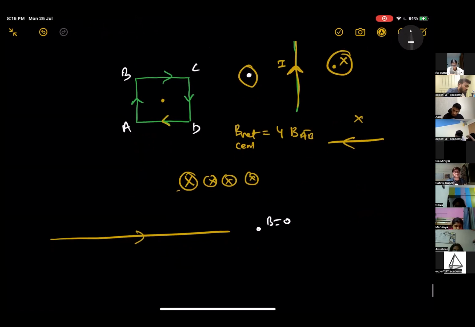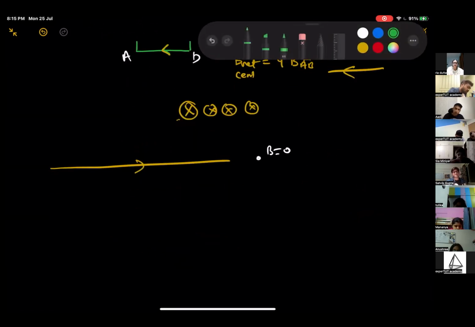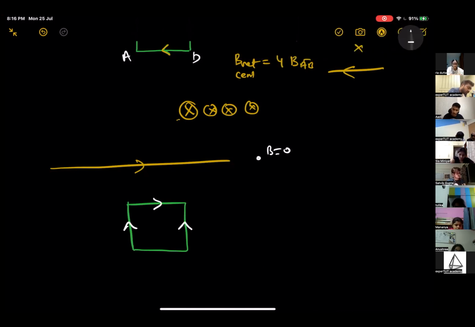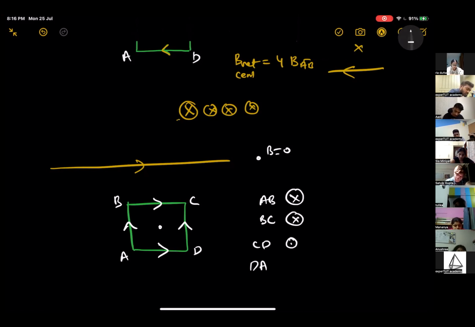Fine. Now think of this orientation where there is a square, but the current is like this. So in two paths current is like this, and in two paths current is like this. So in A, B, C, D. Due to AB, it is in which direction at the center? Into or out? Into the plane. Due to BC? Into the plane. Due to CD? Out of the plane. Due to DA? Out of the plane. So do you understand that यहाँ पे B will be zero? Yeah. Because two are into the plane, two are out of the plane, and all of them are equal. Fine. ठीक है.